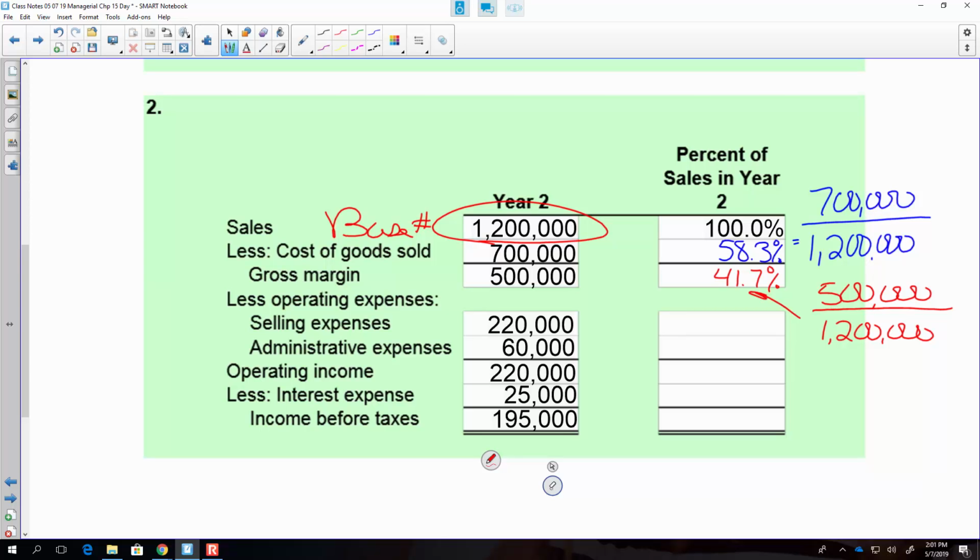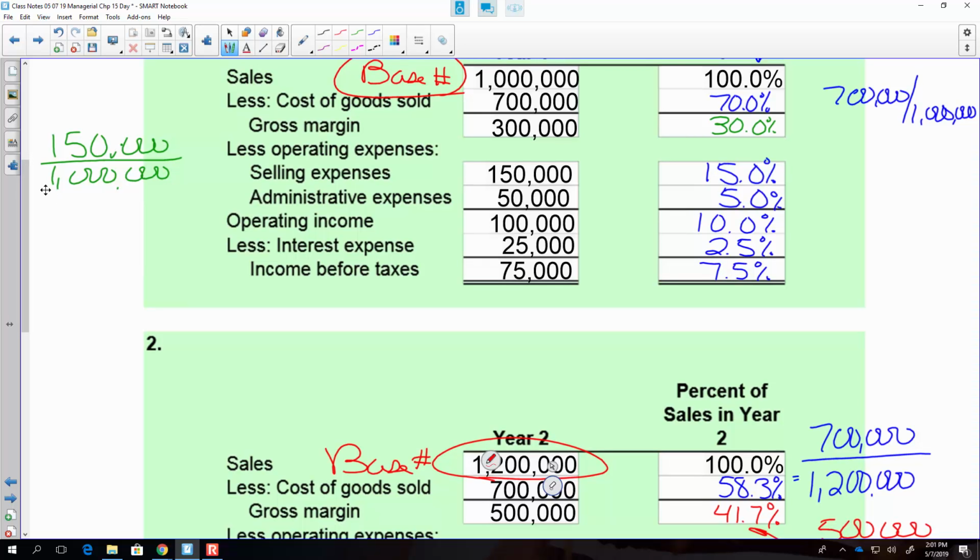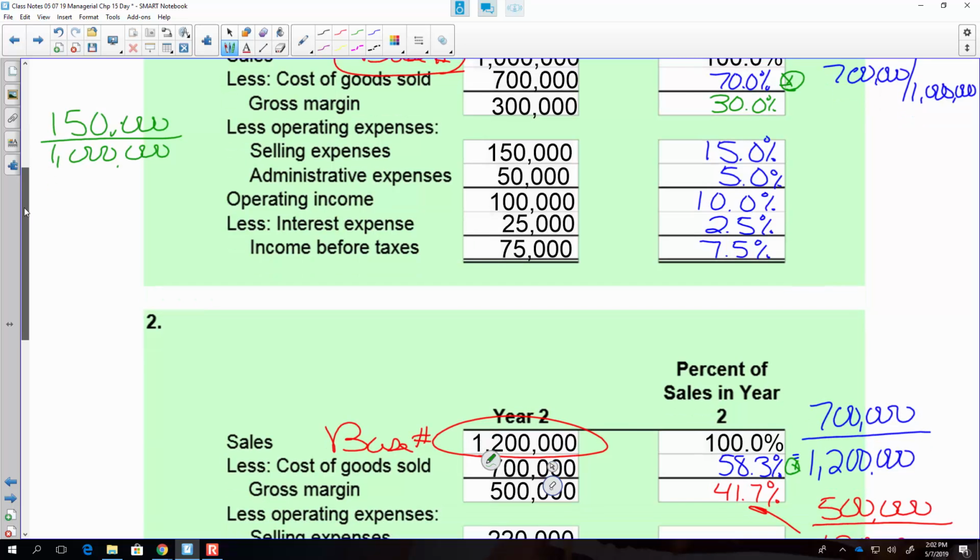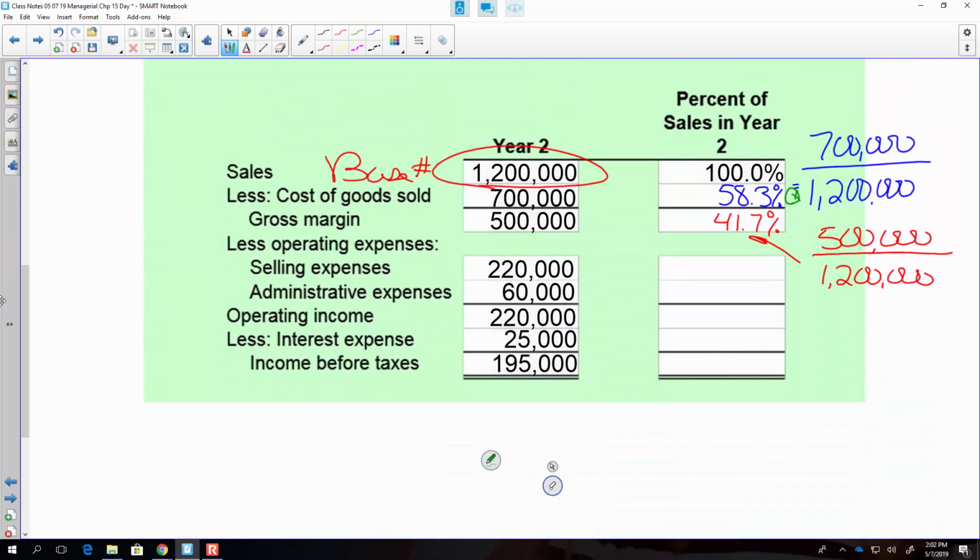Vertical analysis? Okay. And that's what I want to talk about next, and that's what the next slide is. Looking at just cost of sales, in year 1 it was 70%, in year 2 it was 58%. Is that a good result? I was at 70 for cost of sales, now I'm at 58. That's a very good example of a positive change, right?